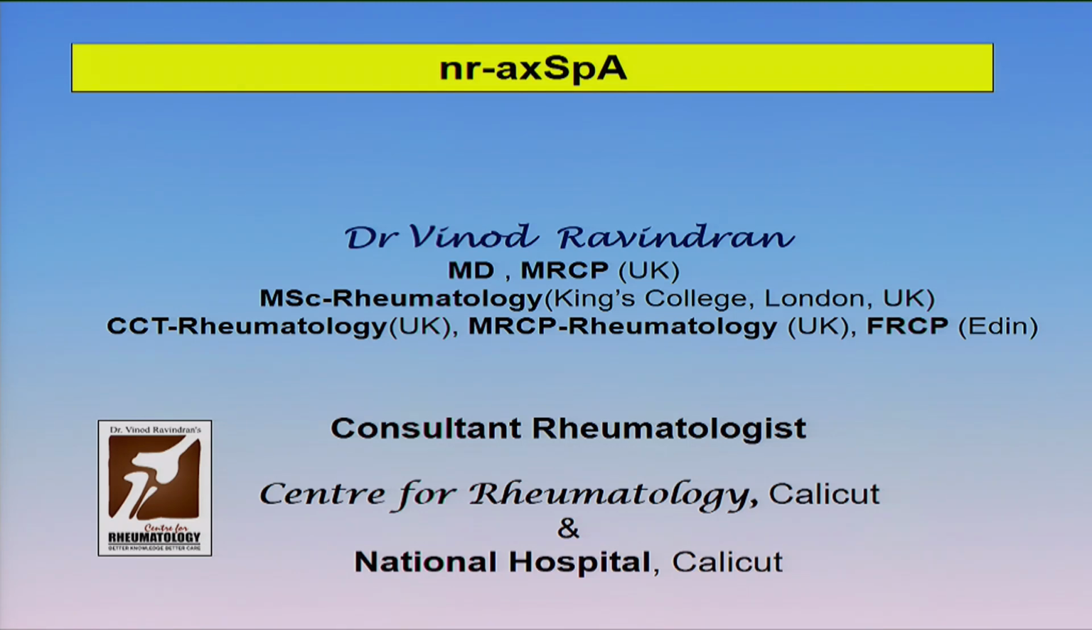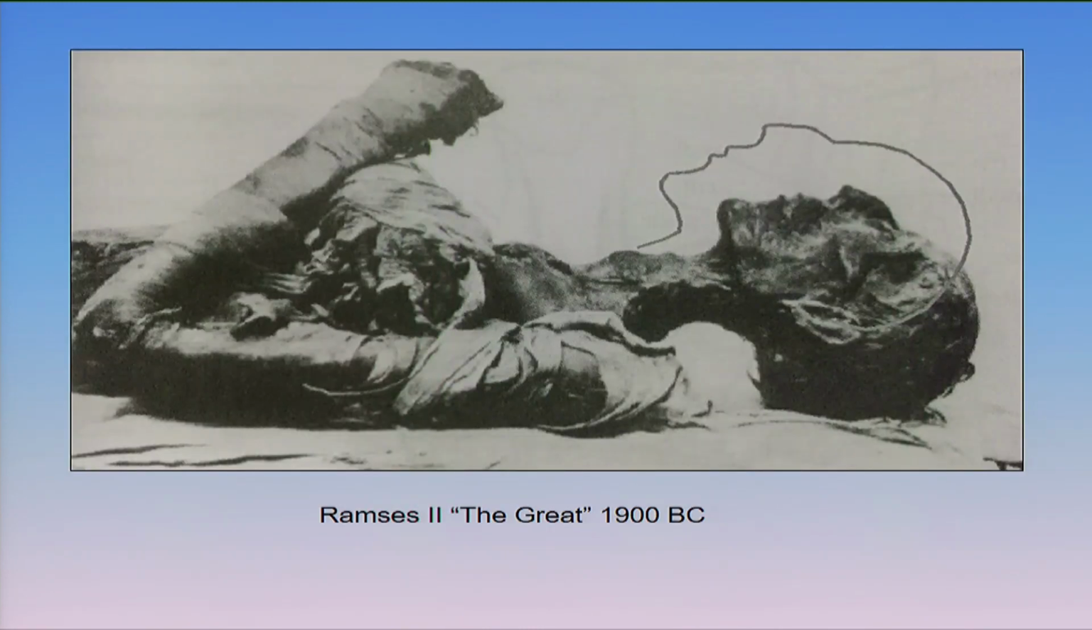So the topic is basically non-radiographic axial spondyloarthritis, a very long, complicated, tongue-twisting entity. So it is well known that spondyloarthritis leads to complete immobility of the spine by causing extensive fusion.